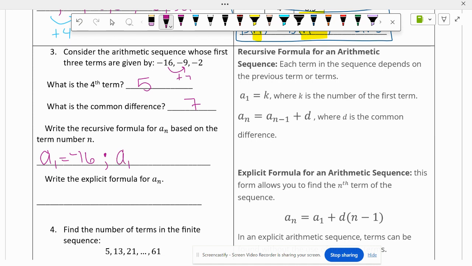And then I say, okay, that's the first term. Now, the recursive formula, A of n equals, sorry, I made my parentheses too big, the previous term, and I show that by A of n minus 1 plus 7. So if I want to find the next term, I have to take the previous term and add 7. Okay.